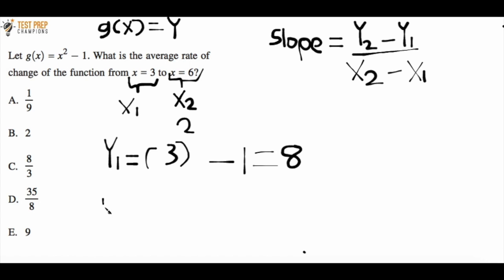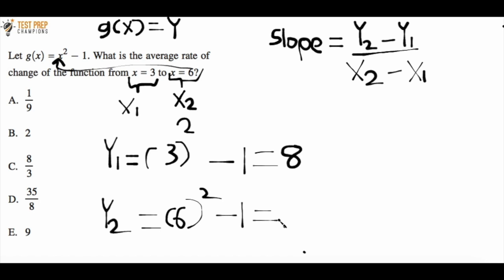And we're going to do the same thing here. To get y2, it's the same idea. I'm going to take my x2, which is 6, and put it into the formula in place of the x here. So y2 equals 6 squared minus 1. Sorry, my handwriting is really bad. Now 6 squared is equal to 36. Minus 1 would be 35.